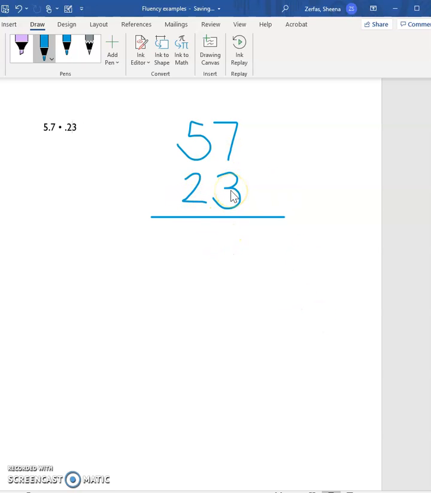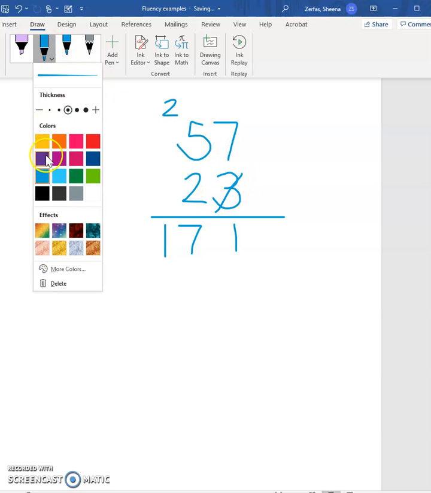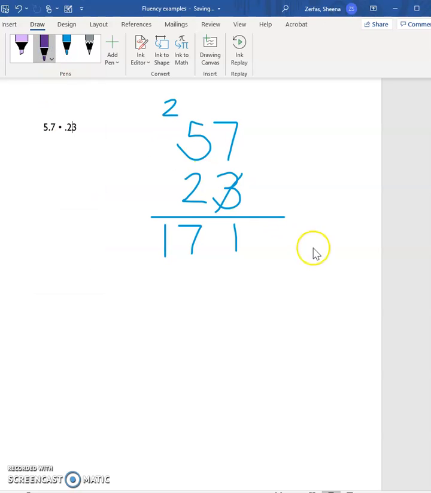So I start by multiplying by the 3. 3 times 7 will give me 21. So I put down the 1 and carried the 2. 3 times 5, I do the multiplication first, is 15. Then I add in the 2 I carried, which becomes 17. I have multiplied both the 7 and the 5 by the 3. I'm going to cross that off and move on to multiplying by the 2.